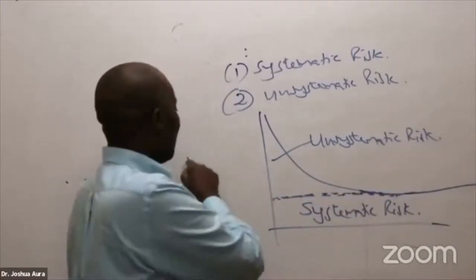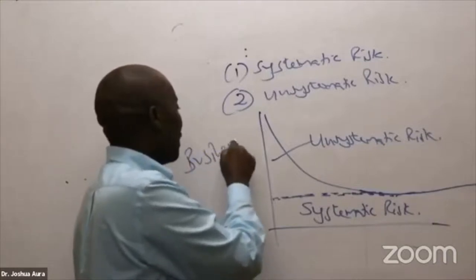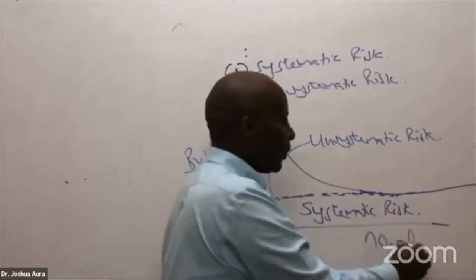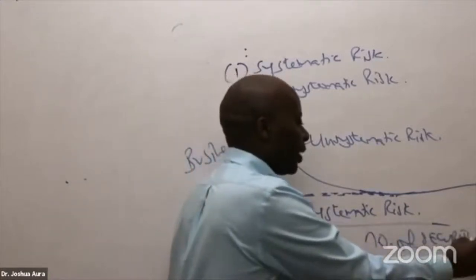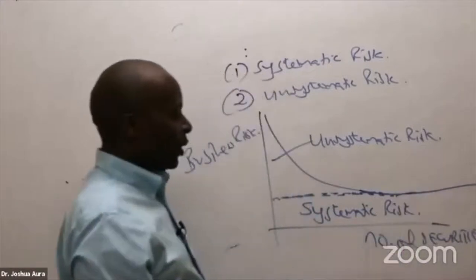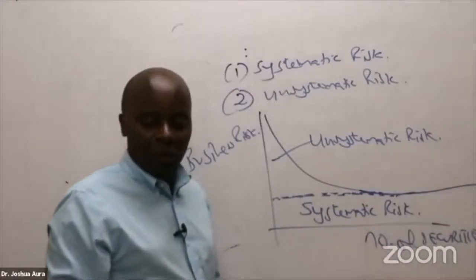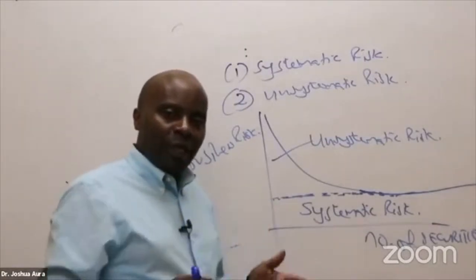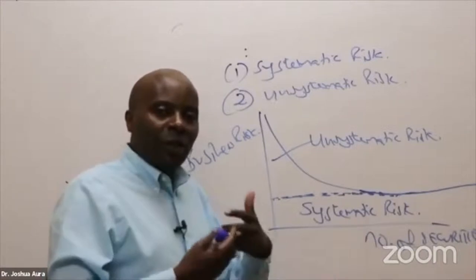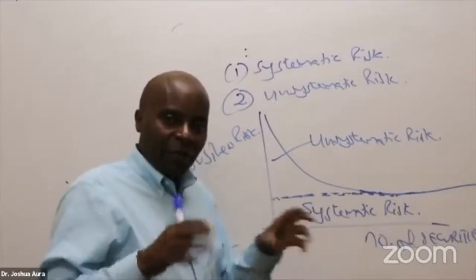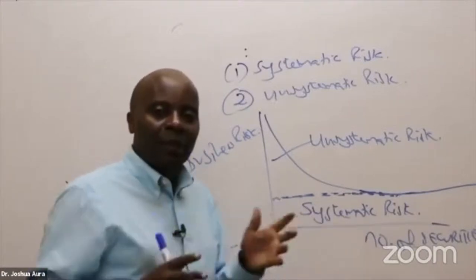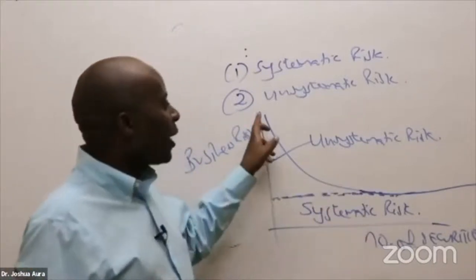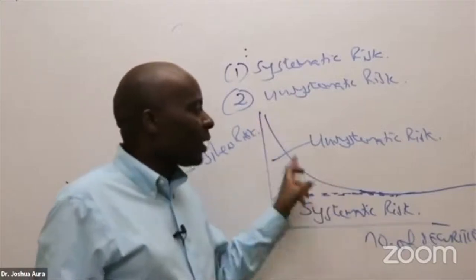So here we have business risk versus number of securities. The more securities, whether shares, bonds or other investment vehicles, that I have in various baskets, various companies, the bigger my portfolio. And the bigger the portfolio is, the lower the unsystematic risk becomes.